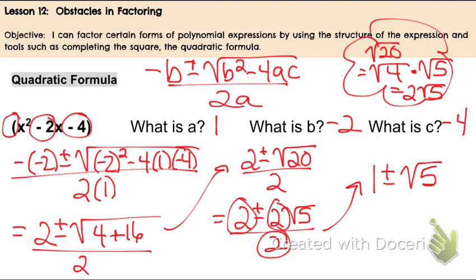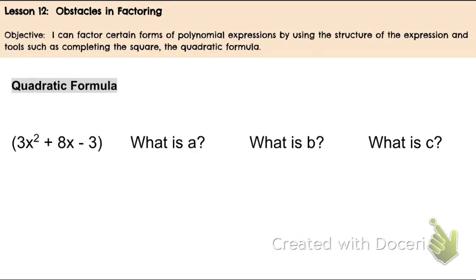Those values, 1 plus the square root of 5 and 1 minus the square root of 5, that is where the graph of this equation will hit the x-axis. That's where our solutions are. I'm going to do one more. Okay, finish out this problem. So remember, write out our quadratic formula. The more you write it out, the more it's going to help you memorize it.